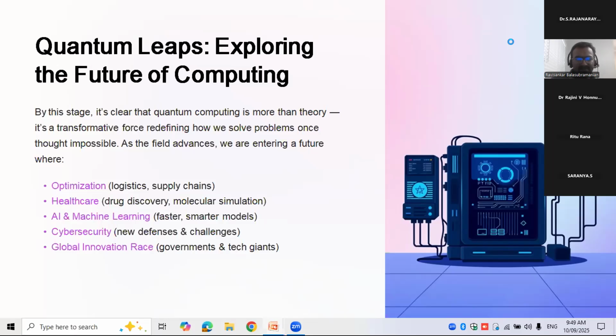And in healthcare, drug discovery, as I explained before, and molecular simulations. And AI and machine learning. Now we are in the AI wave, so already we are doing some research in AI. Some people started using AI, and AI is available for everyone, even on mobile, right? So how can we make even faster and smarter models? Quantum comes into the picture. And cybersecurity: new defenses and challenges. And in the global innovation space, the government and tech giants are doing research.